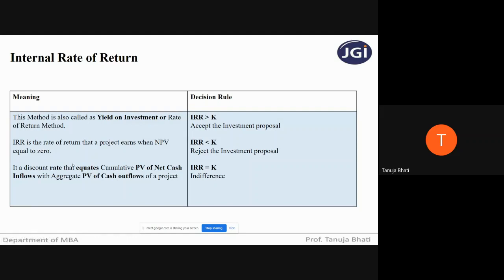Students, before we see how the decision rule has to be made, logically I want to understand from you all. Suppose your cost is high and the return is low, will you accept that proposal? If the cost is high and the return that you're getting on the investment is low, will you accept that proposal? No, ma'am. Similarly, if your cost is less and your return is high, will you accept that proposal? Yes, ma'am.